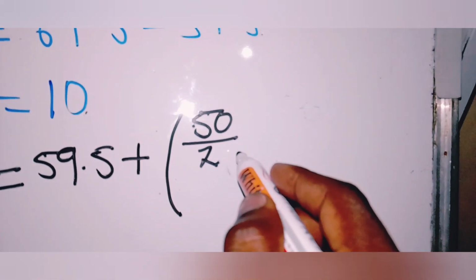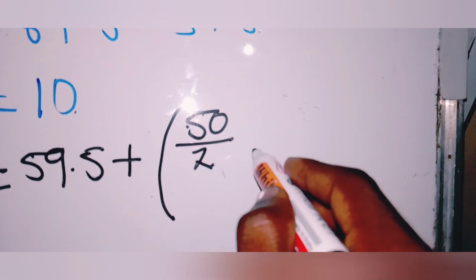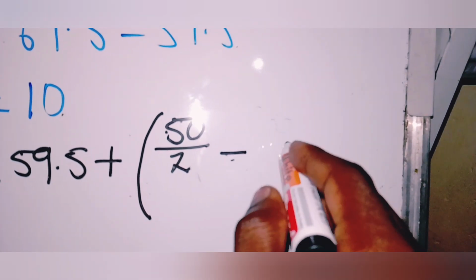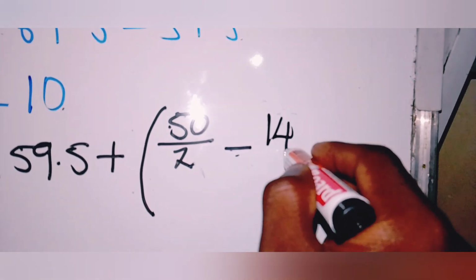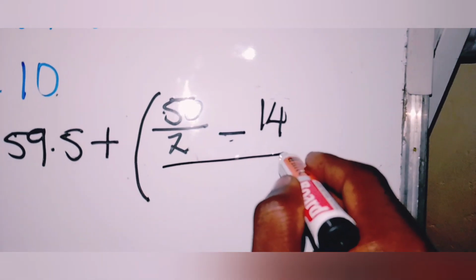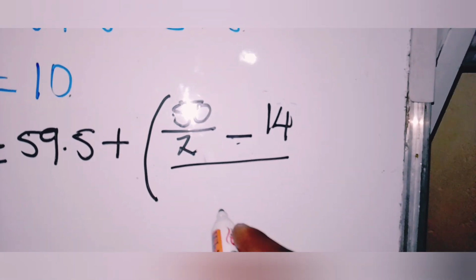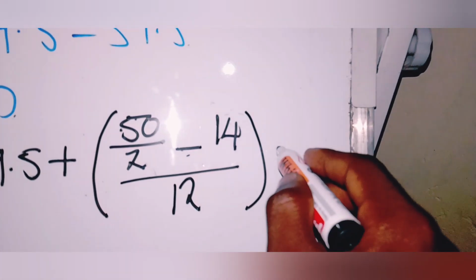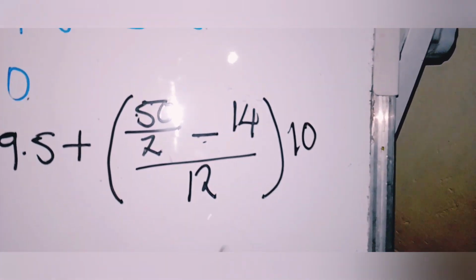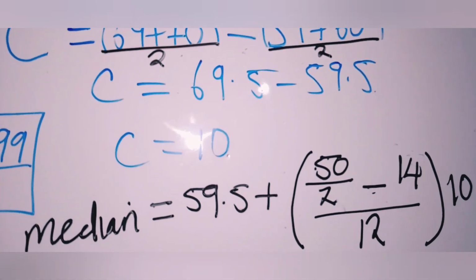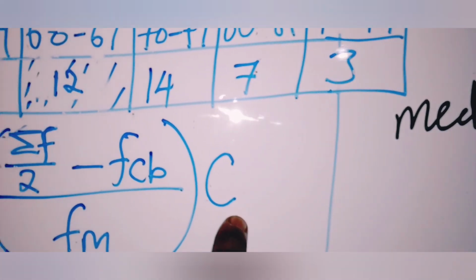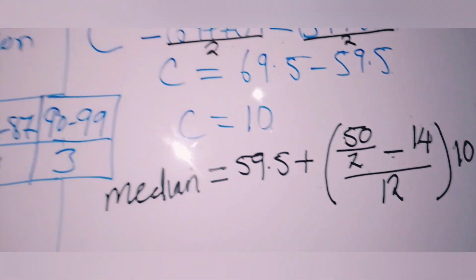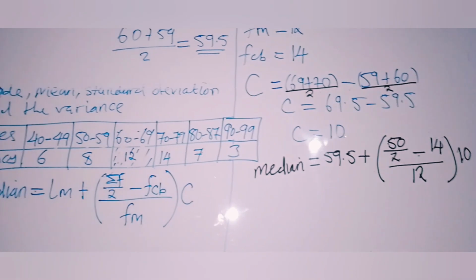Okay, and then you have minus the frequency of the class before the median class, that is 14, right? You divide by the frequency of the median, which is 12, and then the C, 10, the class width, which is C here, which is 10. So this is what we are having.